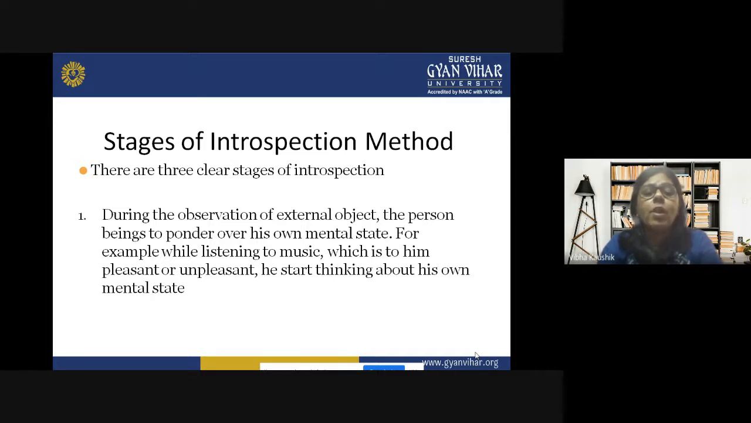For example, while listening to a particular piece of music, which is pleasant or unpleasant to him, that music will give a pleasant or an unpleasant feeling. He starts thinking about his own mental state, whether it is pleasant or unpleasant.